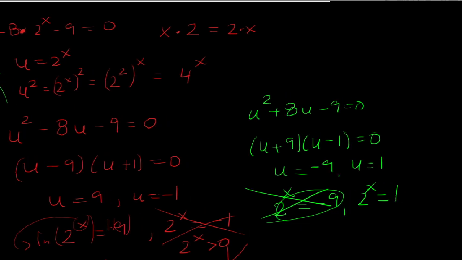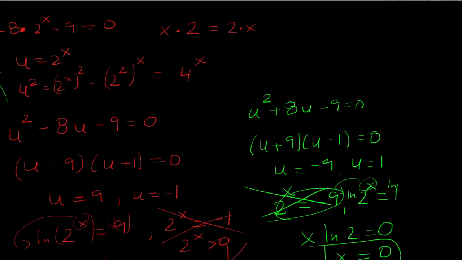But if we look at 2^x = 1, we can take the natural log of both sides. The exponent comes out in front. We have x times ln 2 equals ln 1. Well, ln 1 is just 0. So x is 0. So that's the answer for part B.